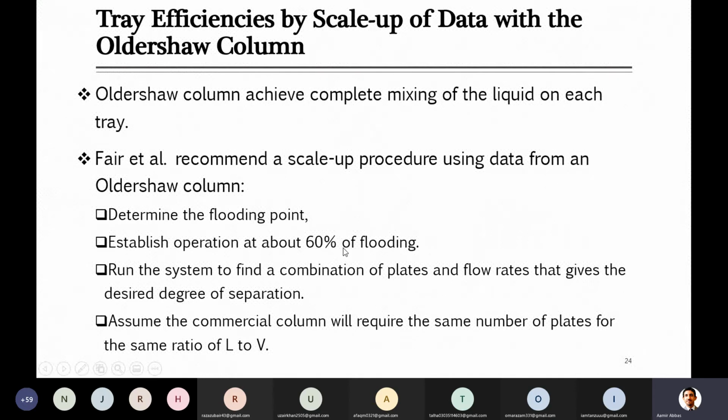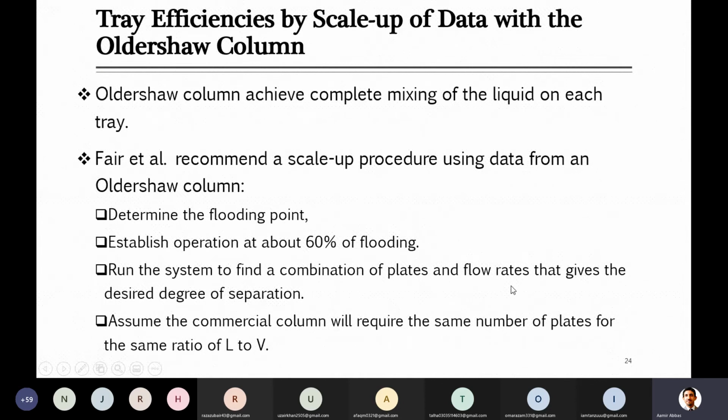When we are running at 60% of the flooding, we perform the experiment and find how many trays are needed, what the flow rates are, and whether the separation we want to achieve is done with those, or whether we have to change the plates. Based on that, finally you can reach a conclusion about how many plates will be needed. For example, we started by finding the flooding point, then operated the column at 60% of the flooding point, and then determined for a specific separation how many trays and what flow rates of liquid and vapor are needed.